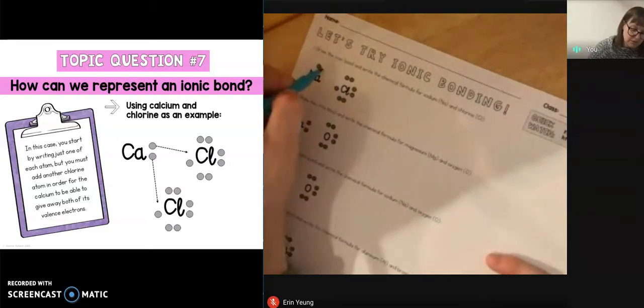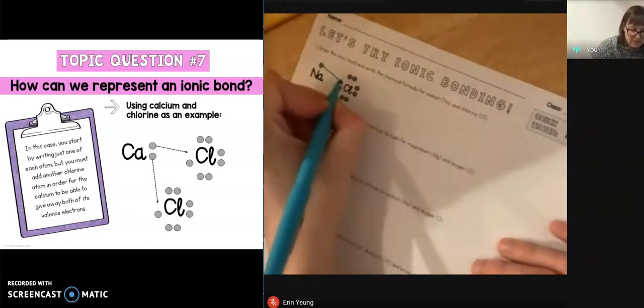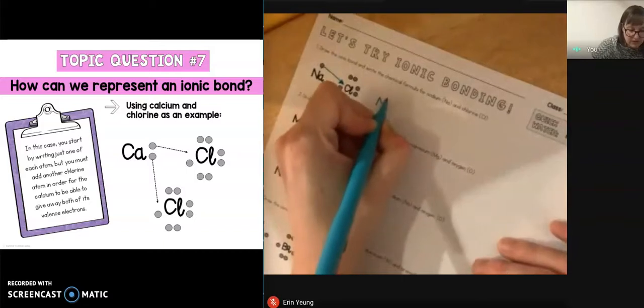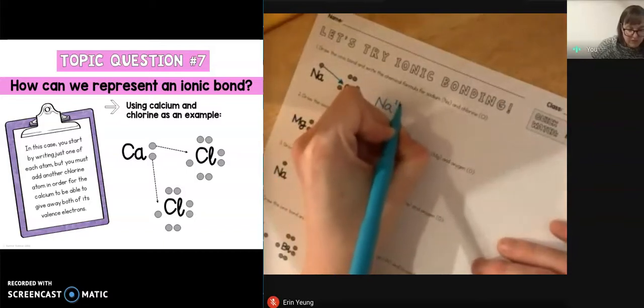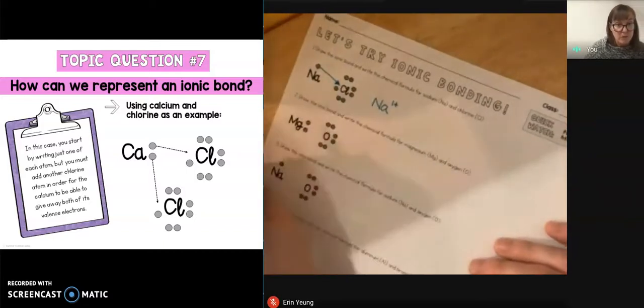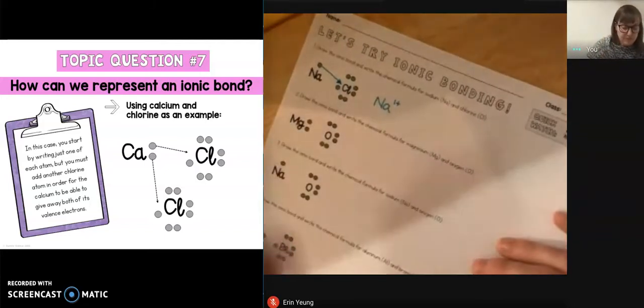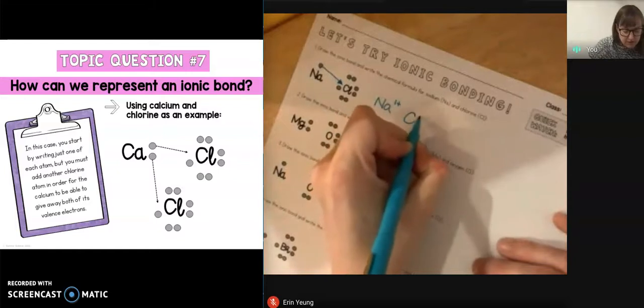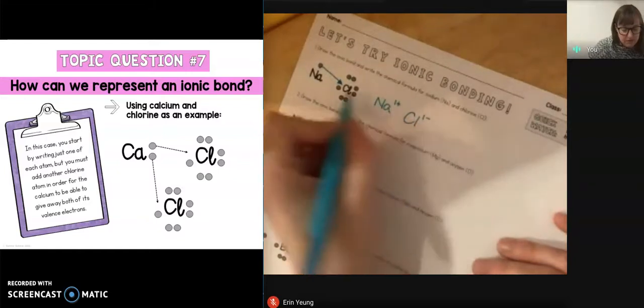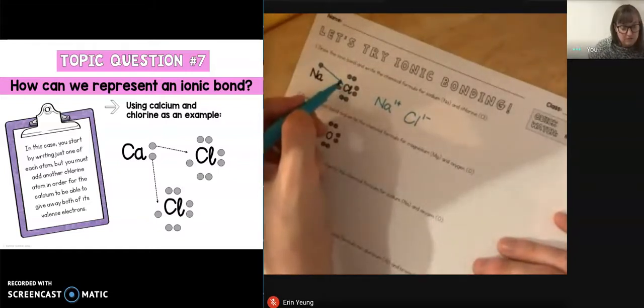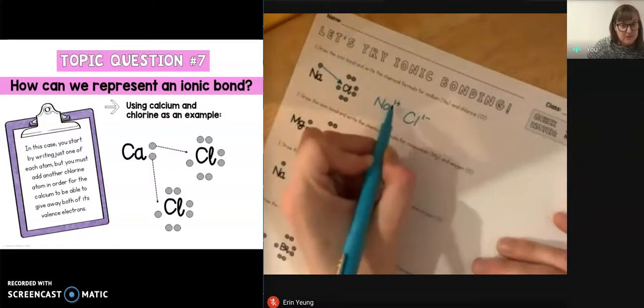So my sodium is going to throw its electron over here, which means that I'm going to be left with Na, and I'm going to have a 1+ because it's in group 1, but also because it's given away 1 electron, so it's got an extra proton. Then I'm going to have chlorine, Cl, and I'm going to have 1- because it took in 1 electron, and it's in group 17, so it has a 1- charge.